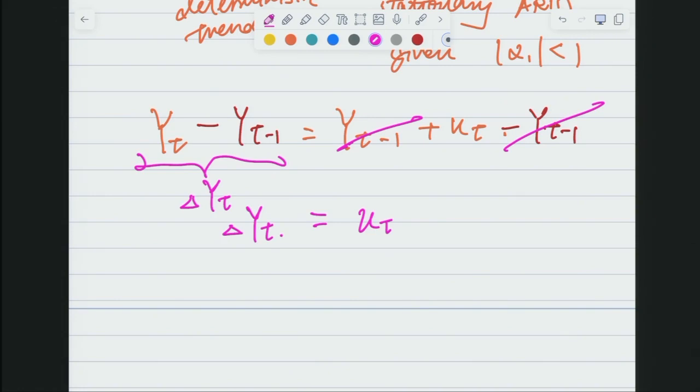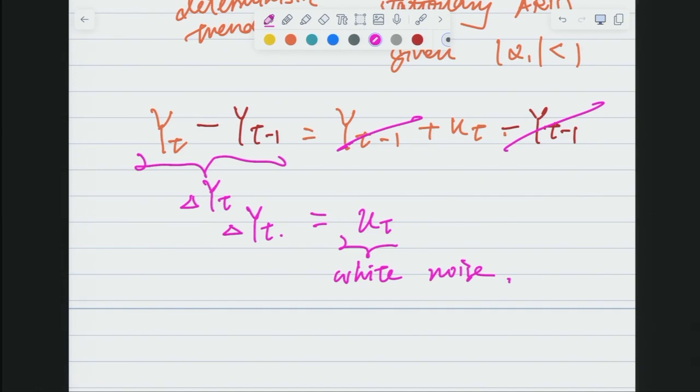So the first difference is essentially the white noise, and this white noise is stationary by construction. So the first difference is stationary. Therefore, the random walk without drift achieves stationarity through differencing. Therefore, this type of time series is called difference stationary, in contrast to a trend stationary process where you subtract the deterministic trend directly.